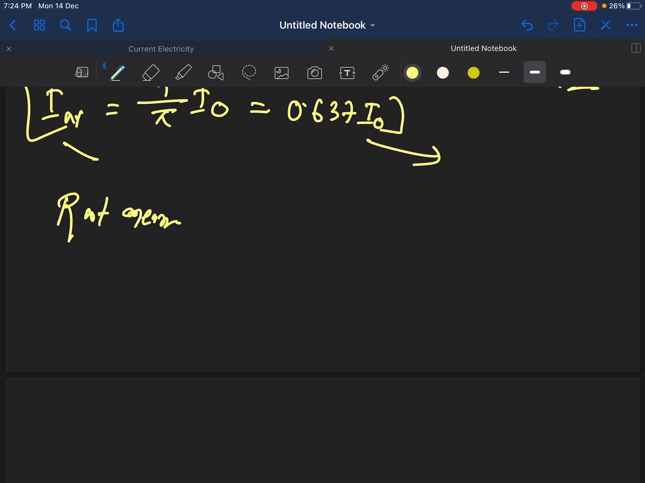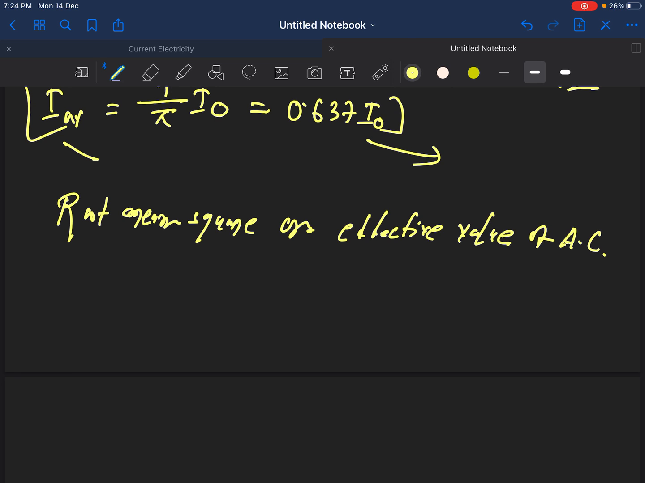Now let's see what is the root mean square value, or effective value, of AC. That is very important. What is meant by effective value? Basically, its definition is simple.